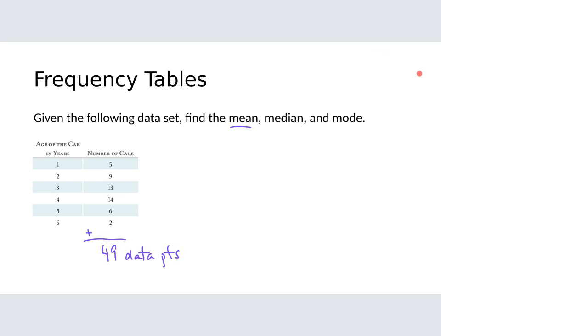When we go to find the mean, we can use x bar as our abbreviation for the mean. And let's see. I have 5 ones in this data set. I don't want to do 1 plus 1 plus 1 plus 1 plus 1. Instead, I'm just going to do, well, there are 5 cars that are 1 year old. And there are 9 cars that are 2 years old. There are 13 cars that are 3 years old. There are 14 cars that are 4 years old.